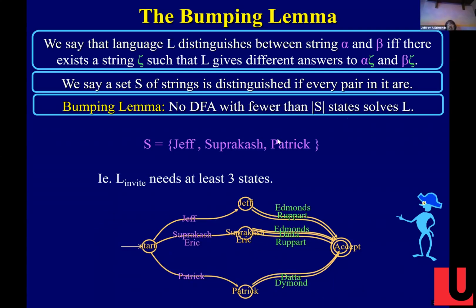Well, here's an example of a DFA that has at least 3 states. It actually has more than 3 states, but it solves the problem, right?